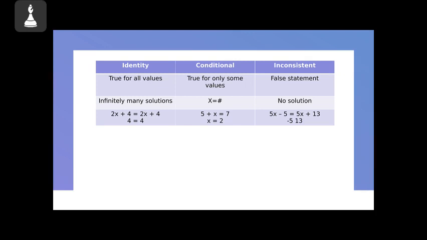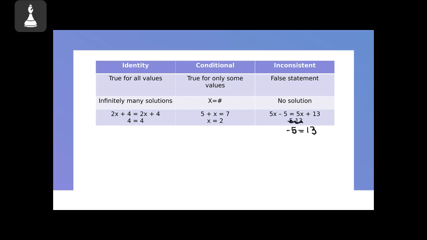The last one is called inconsistent. Inconsistent is going to yield us a false statement where the left-hand side cannot ever equal the right-hand side. And what we're going to state is there's no solution. And it looks like right here, this bottom line should say -5 equals 13.